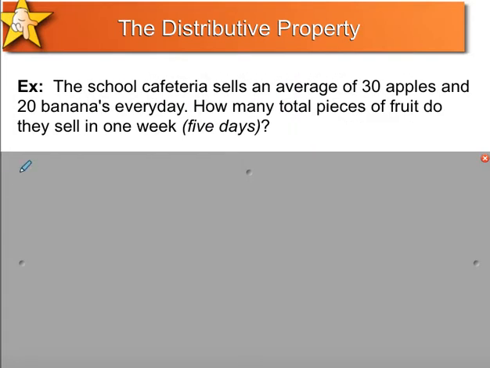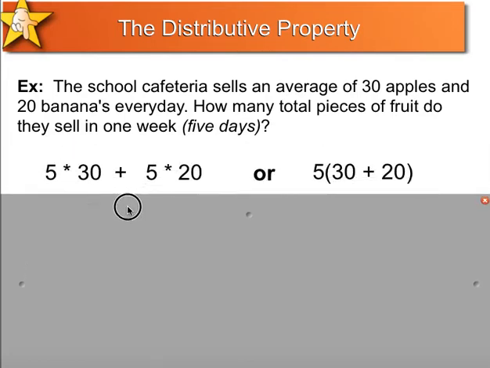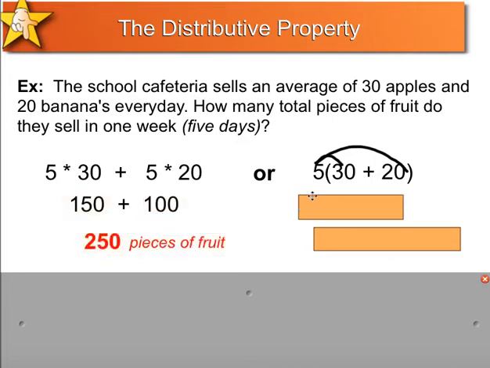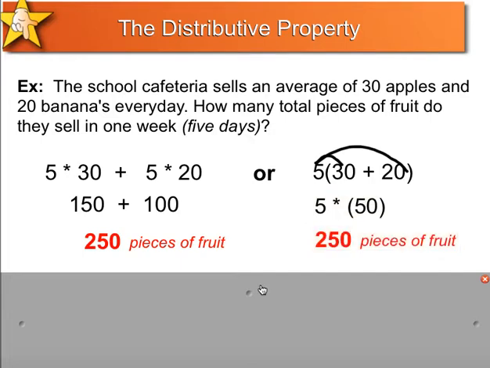So we can use the distributive property in word problems too. Just like with this one. The school cafeteria sells an average of 30 apples and 20 bananas every day. How many total pieces of fruit do they sell in 1 week? 5 days. So we can show it as 5 times 30 and 5 times 20, or set it up so that we can use the distributive property to get 150 plus 100, so we get 250. Either way, we will get the same answer.